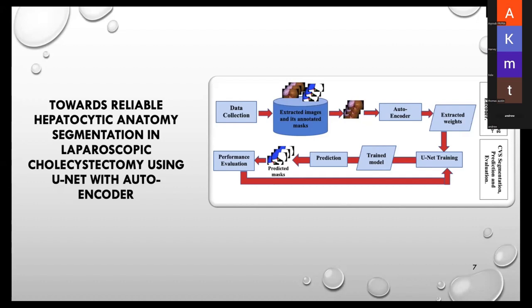We extracted the weights, so our UNet model will not start learning from scratch. No, there are pre-trained weights that can help the UNet train and learn faster and get better features and a better understanding of these landmarks. Then we train the model based on this pre-trained model that we just built from the autoencoder. Then we test and make predictions on new images that the model didn't see before, and then we evaluate our performance. So as you see, we have here 2 stages: data pre-processing and building the autoencoder, and CVS segmentation, prediction, and evaluation.